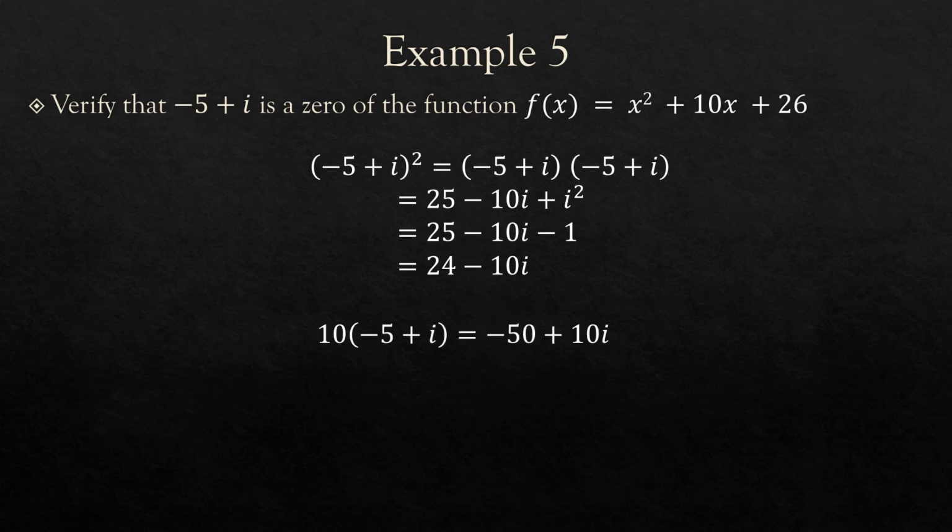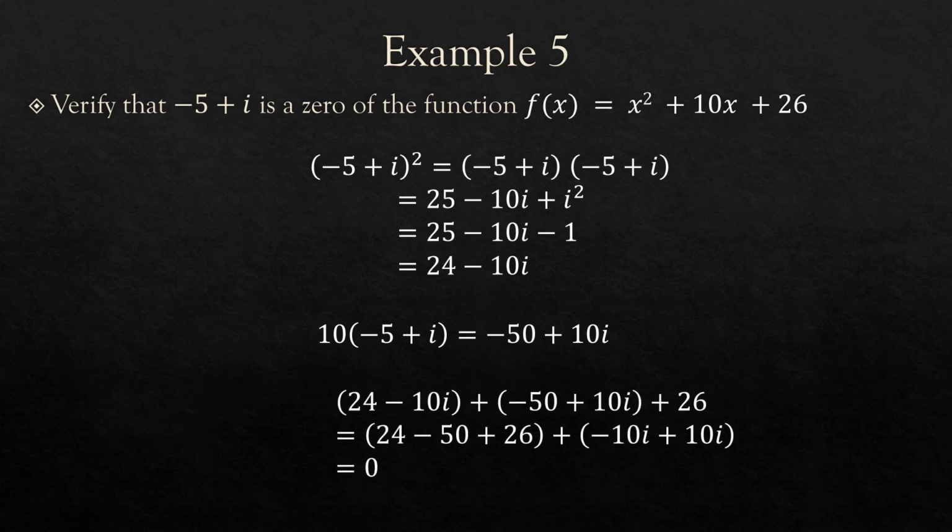For the second term, we can simply use the distributive property to compute the value. So 10 times negative 5 is negative 50, and 10 times i is 10i. Now we add everything up by adding like terms, and we can indeed find that the answer is 0.